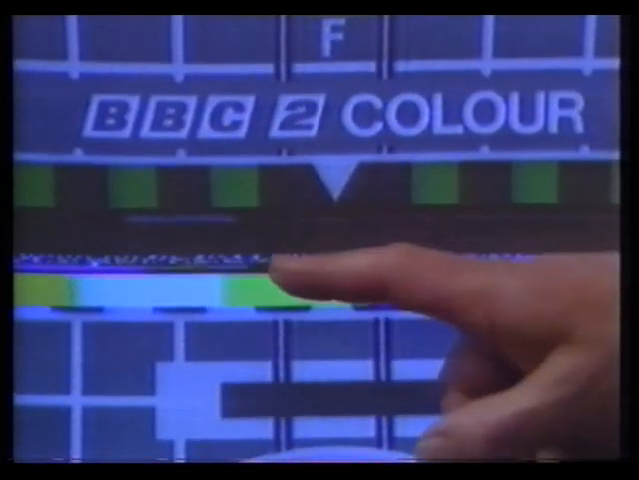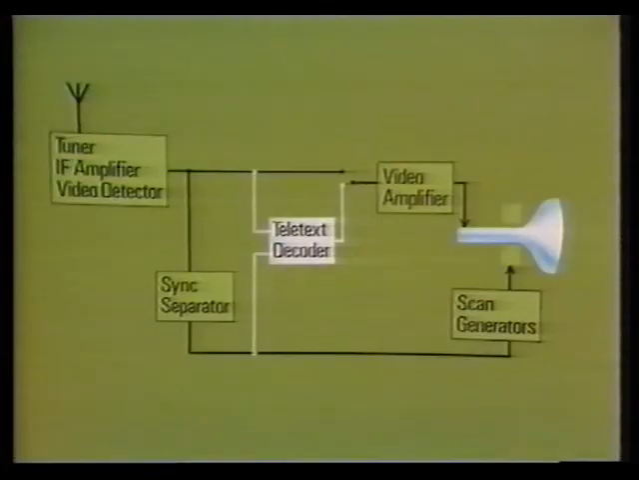Well, these are the teletext dots that you saw before, lying in this region, in the interval just after the field synchronization pulse, which comes at about this level. Now, in fact, we're using 4 lines of the television picture. 2 lines in the odd field, numbers 17 and 18, and 2 lines in the even field, numbers 330 and 331.